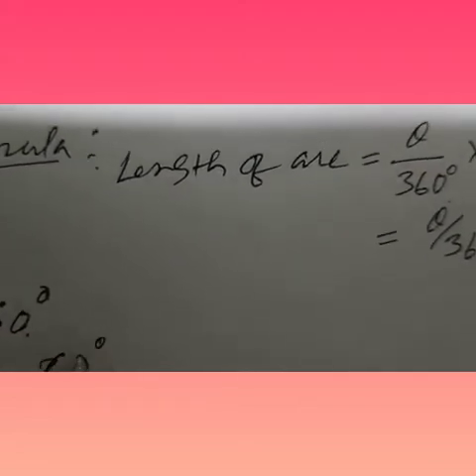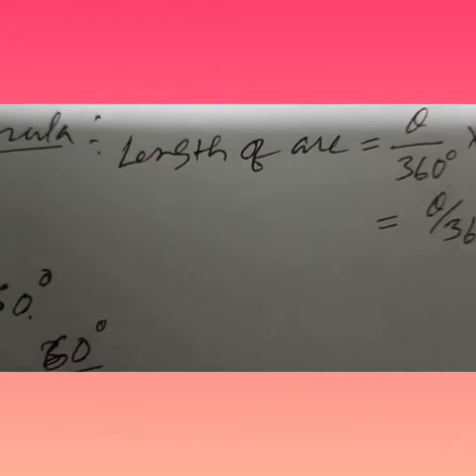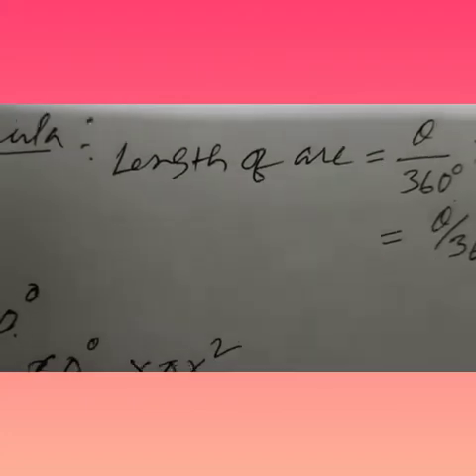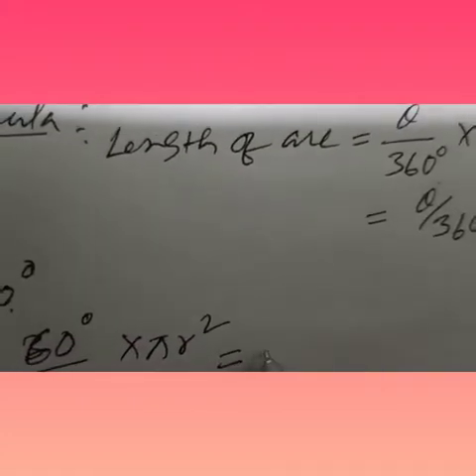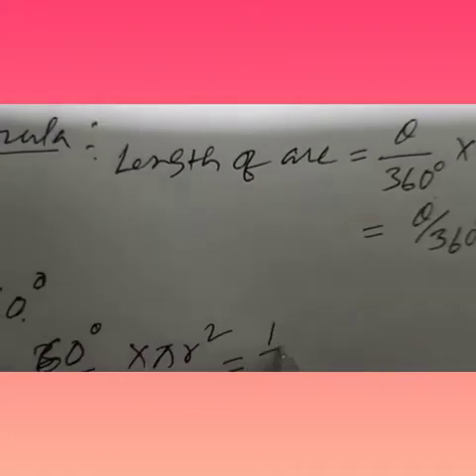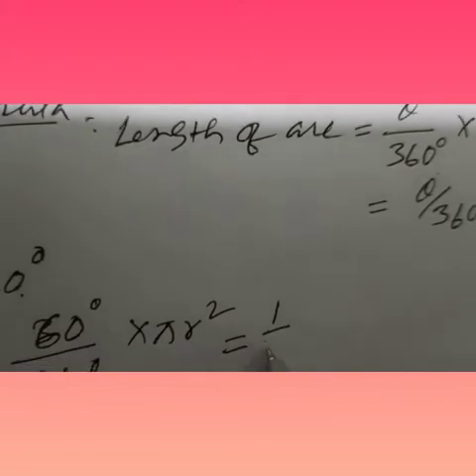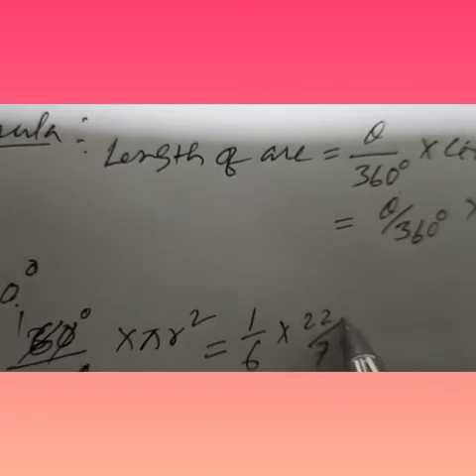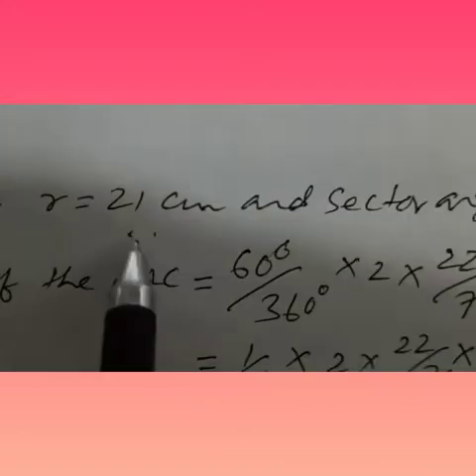So this equal to what then? 60 degree will come there, 360 degree into pi r square. So this equal to what? You can write directly. You minimize this one. So 1 by 6, okay, into 22 by 7 into 21 whole square. So r equal to 21 that is given.